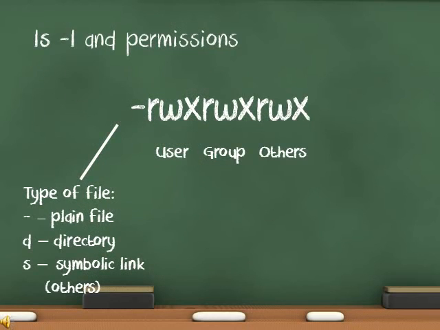ls -l and permissions: rwx rwx rwx, for user, group, others. Type of file: plain file, d for directory, s for symbolic link. Others.